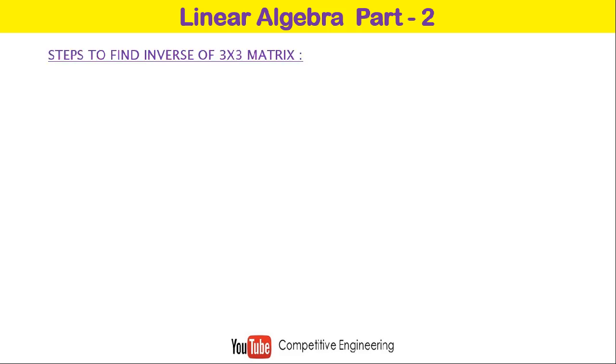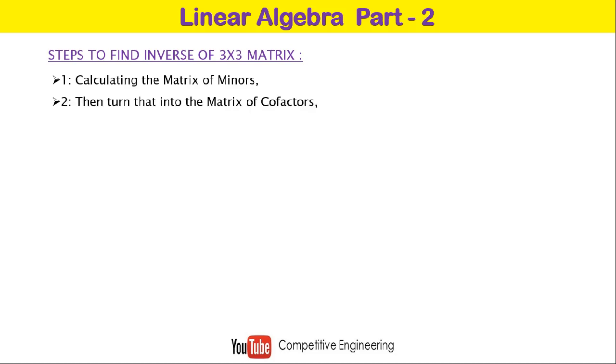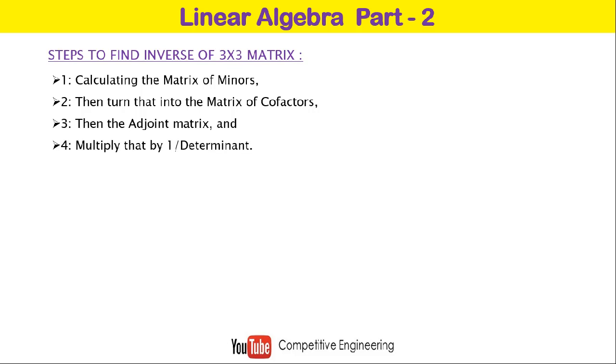So what are the steps to find the inverse of a 3 by 3 matrix? For finding the inverse of a 3 by 3 matrix, there is a general convention, that is by computing the cofactor matrix, the adjoint matrix, and then we find the inverse of the matrix. The first step is calculating the matrix of minors. Once we find the minors, we form a matrix that is called the cofactor matrix. Then the transpose of the cofactor matrix is called the adjoint matrix, and the inverse of the matrix is adj A by determinant A, that is multiplying the adjoint matrix with 1 by determinant. Okay, so these are the steps for finding the inverse of a 3 by 3 matrix.